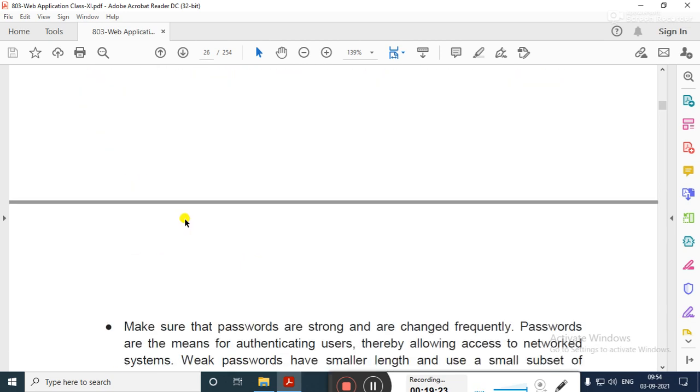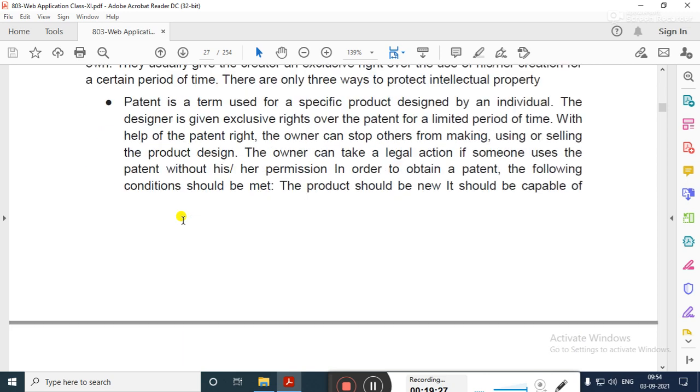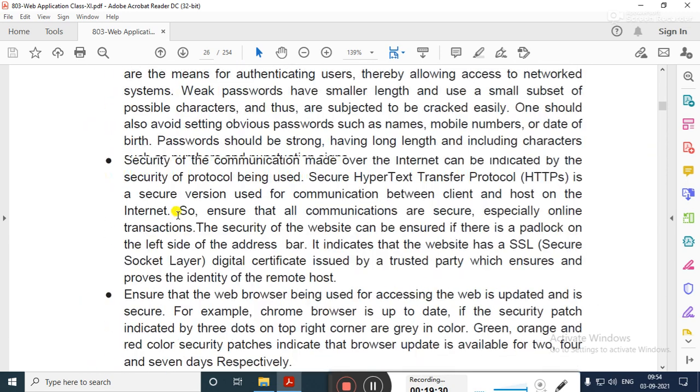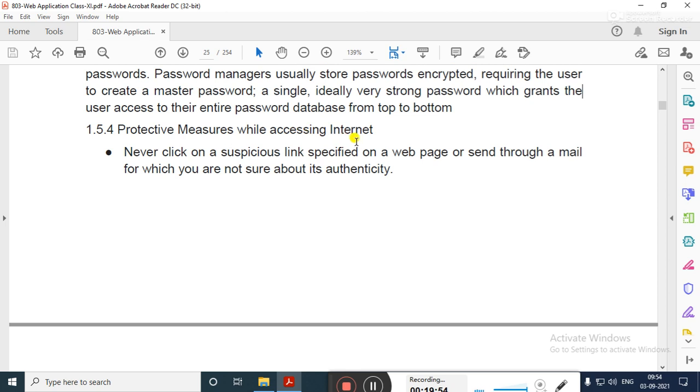Now, password managers. What is a password manager? A password manager is a software application that helps users to store and organize passwords. If you put in the password, it is automatically protected. It usually requires the user to create a master password, a single, ideally very strong password, which grants the user access to their entire password database from top to bottom.